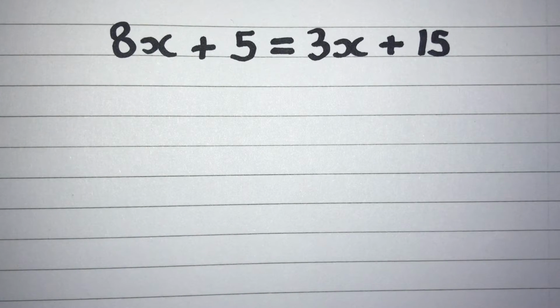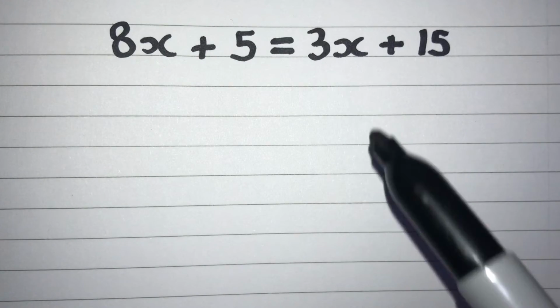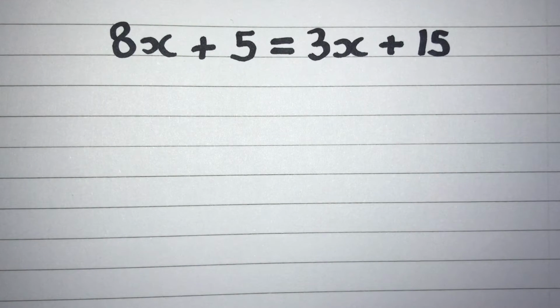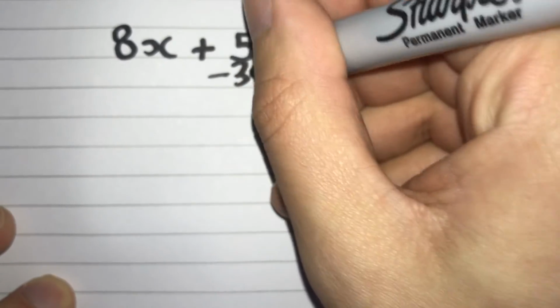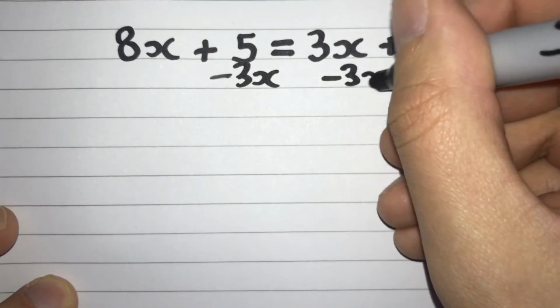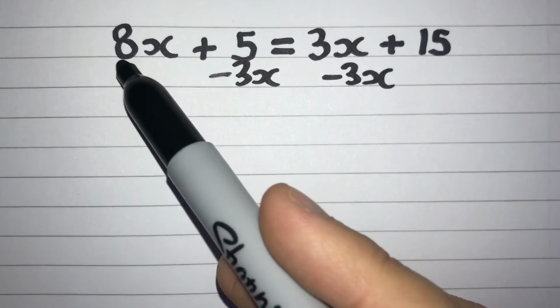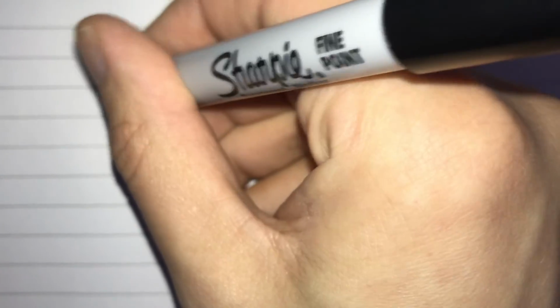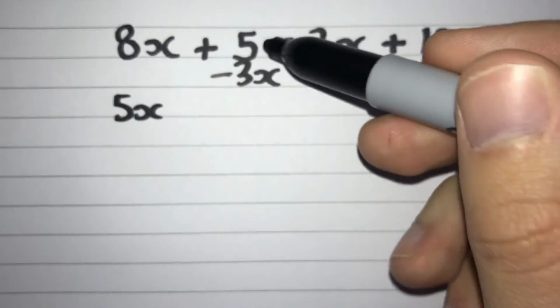Okay, now to solve this equation, well, we've got 8x and we've got 3x. Of course, we want to get rid of our smaller amount of x. That's going to be our 3x. So subtract 3x from both sides. On the left-hand side, 8x, take away 3x. It leaves us with 5x. And we've still got this plus 5.